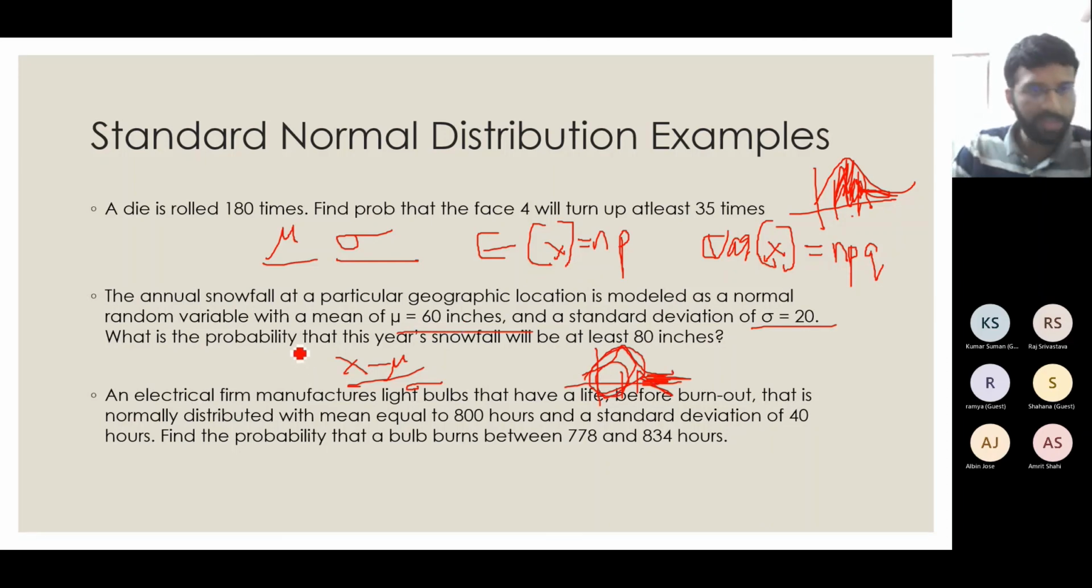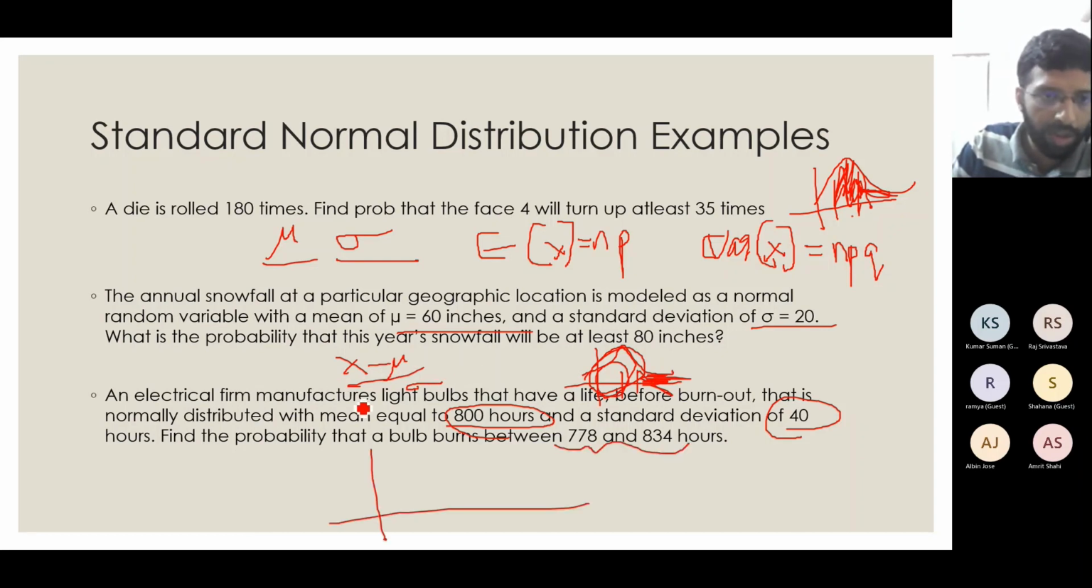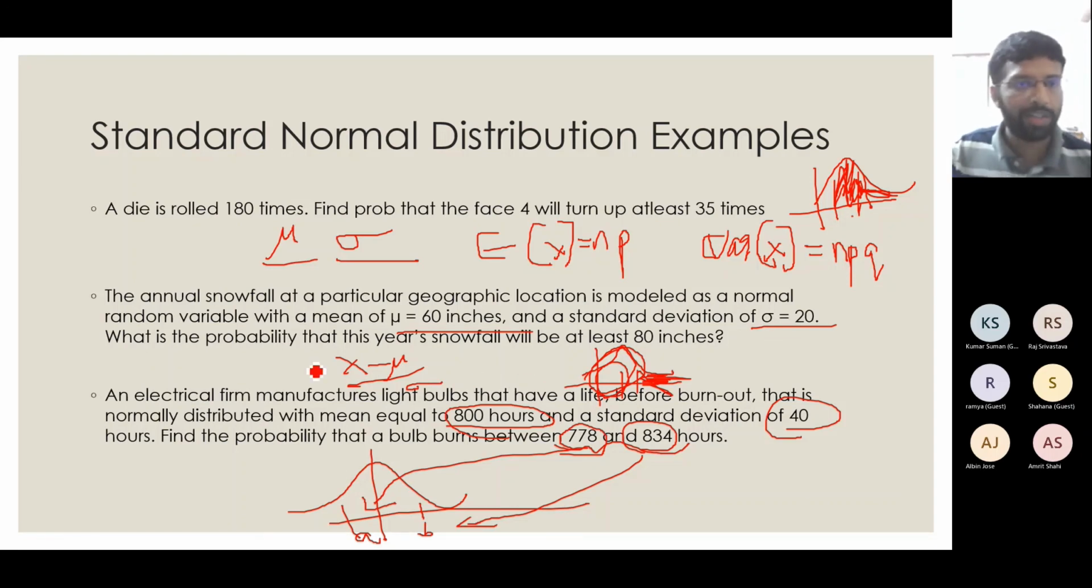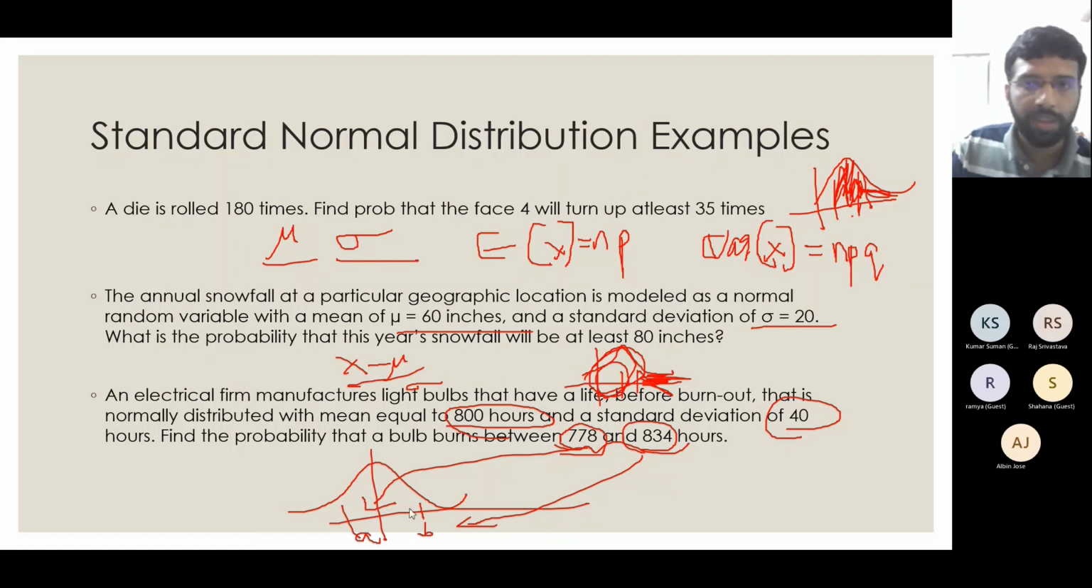Similarly, the next question is a manufacturer of light bulbs. He says that it has a lifetime of 800 hours and standard deviation of 40 hours. Find the probability that a bulb burns between something. This is similar to what we saw earlier. Given a distribution, I am given a value A and a value B. So A is 778, B is 834. So I have to find the z-scores corresponding to 778 and 834. From that, I have to find the CDFs from my normal table, and subtracting them, I can find the probability.